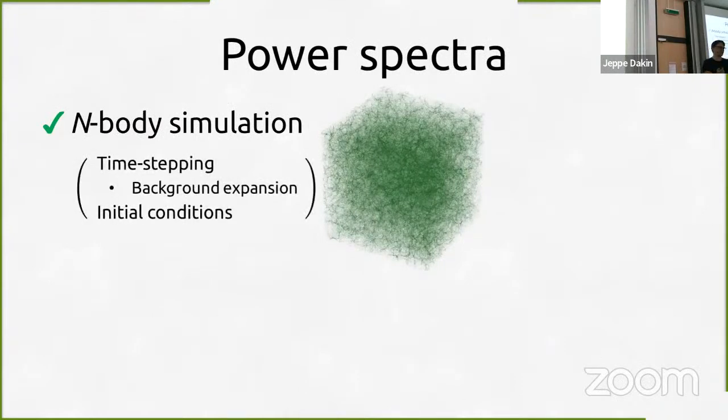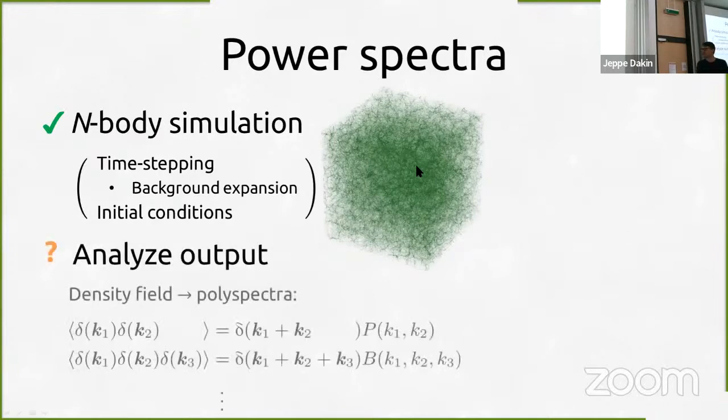If we also have time stepping, which I won't go over now, and also some way to initialize the particle configuration. So in the end, we get something like this, a bunch of particles. Now we need to extract the statistics. So how do we do this? So one way to do this is to convert. You can map a bunch of particles to a hierarchy of so-called polyspectra, which goes like this.